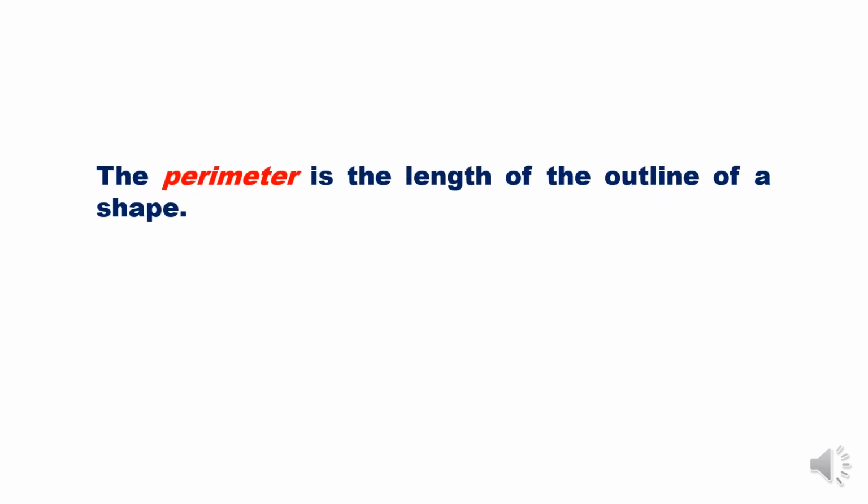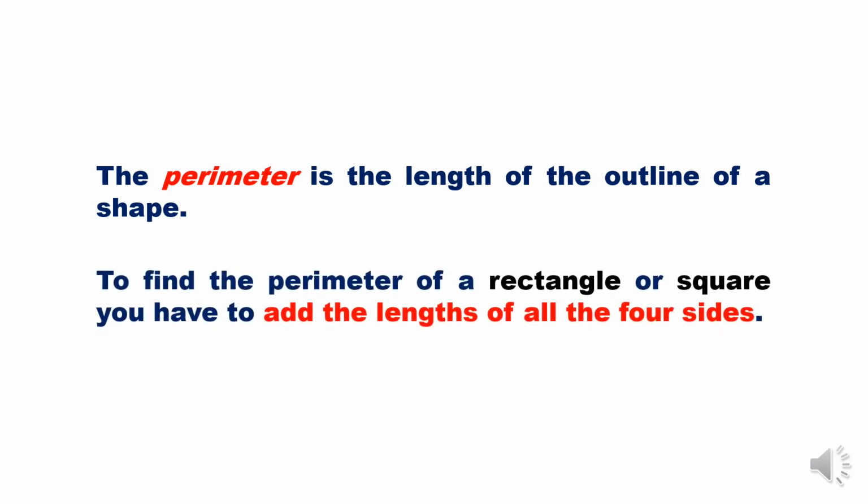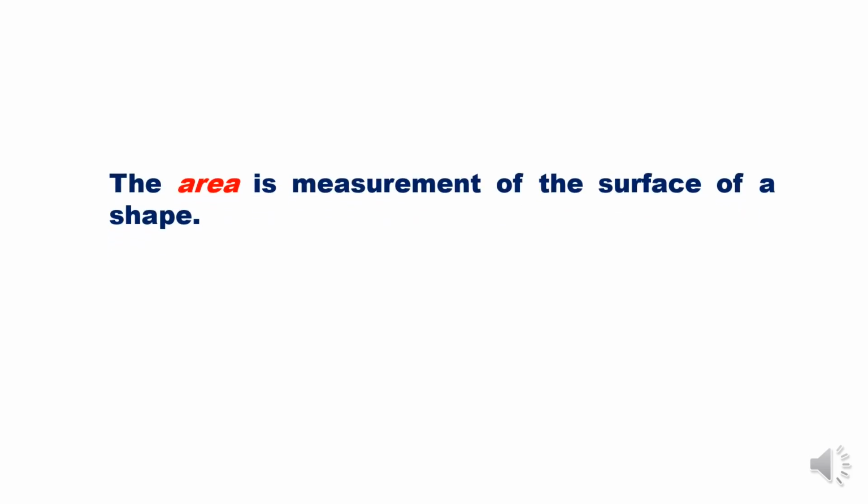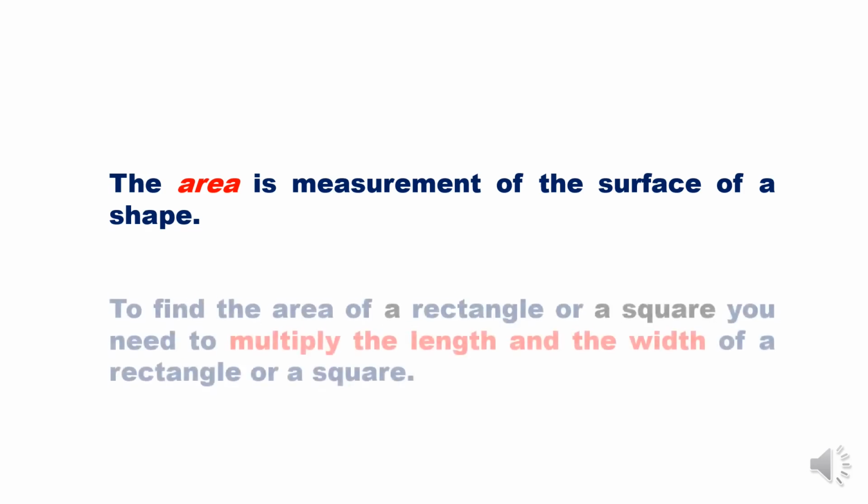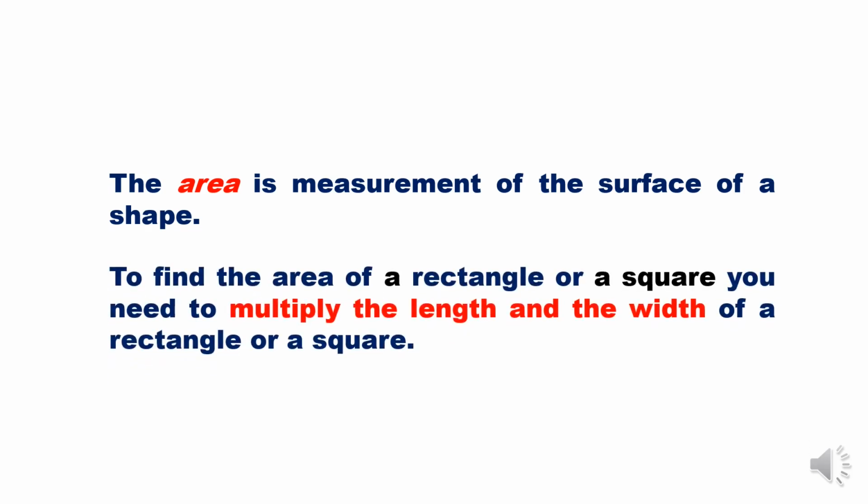The perimeter is the length of the outline of a shape. To find the perimeter of a rectangle or a square, you have to add the lengths of all the 4 sides. The area is measurement of the surface of a shape. To find the area of a rectangle or a square, you need to multiply the length and the width of a rectangle or a square.